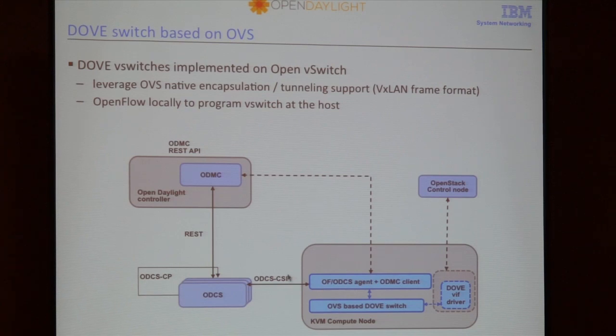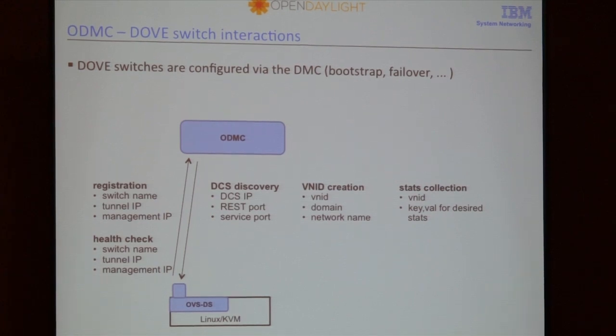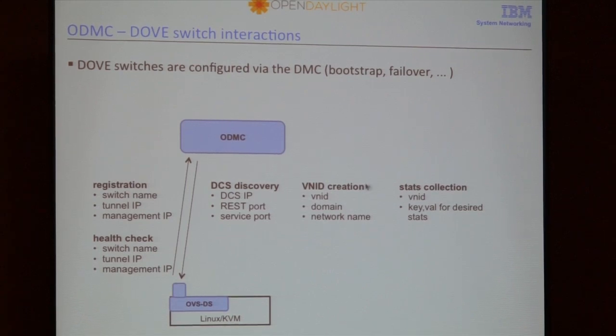Now, I'll get to that in a second. The kinds of things that the vSwitch has to talk to the management console for are things like initial registration and bootstrap. There's a health check that runs between the vSwitch and the DMC so that the DMC can learn, and the vSwitch also can learn, about failures. It has to be told who its DCS is. So the DMC's job is to tell the vSwitch, here's a cluster leader for the DCS, so contact it and register with it. This is who you should talk to for address resolution.